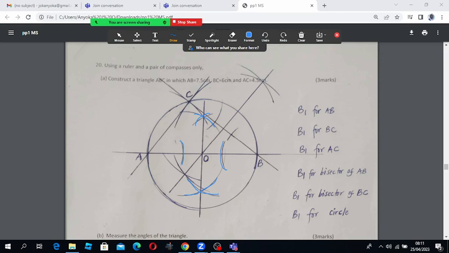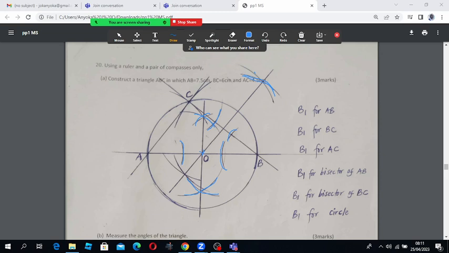Do the same here. Standing at C, you make this mark. Standing at this one, make this mark with the same radius. Then stand here, make one mark, and stand at this one, make this arc. You make another one here. Then you draw. They intersect at O.